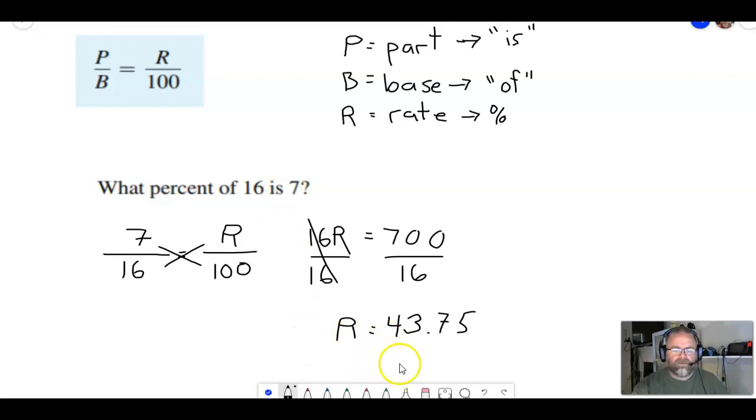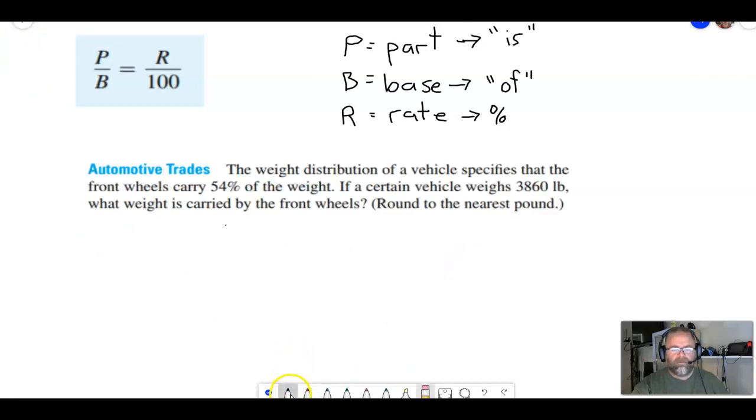All right, let's do one last, more complicated word problem, and we'll call it there. So for this one it says the weight distribution of a vehicle specifies that the front wheels carry 54% of the weight. If a certain vehicle weighs 3,860 pounds, what weight is carried by the front wheels? Round to the nearest pound.